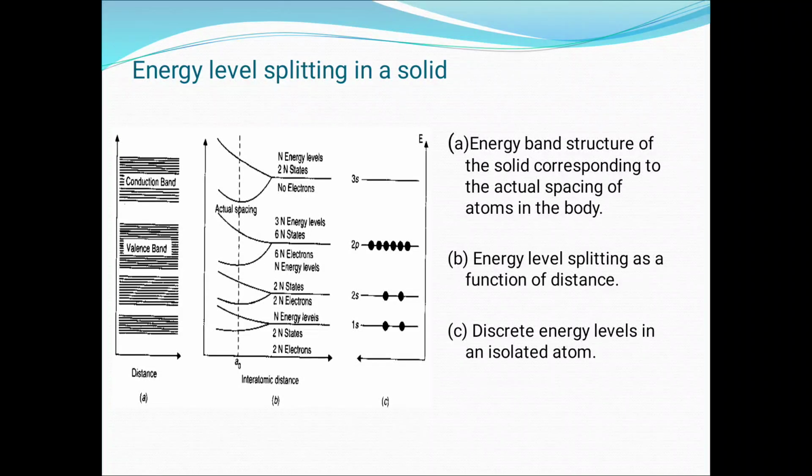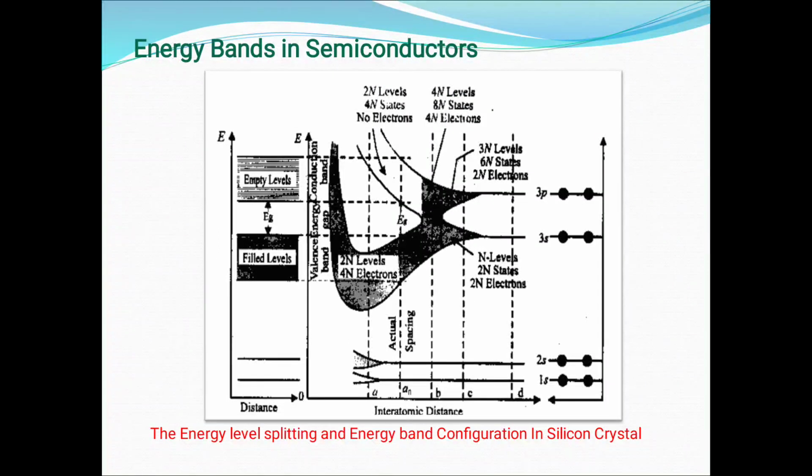Energy level splitting in a solid. Diagram A: energy band structure of the solid corresponding to the actual spacing of the atoms in the body. 2. Energy level splitting as a function of distance. 3. Discrete energy levels in an isolated atom. So, energy bands in semiconductors: the energy level splitting and energy band configuration in a silicon crystal, as shown here. 2N levels, 4N electrons.